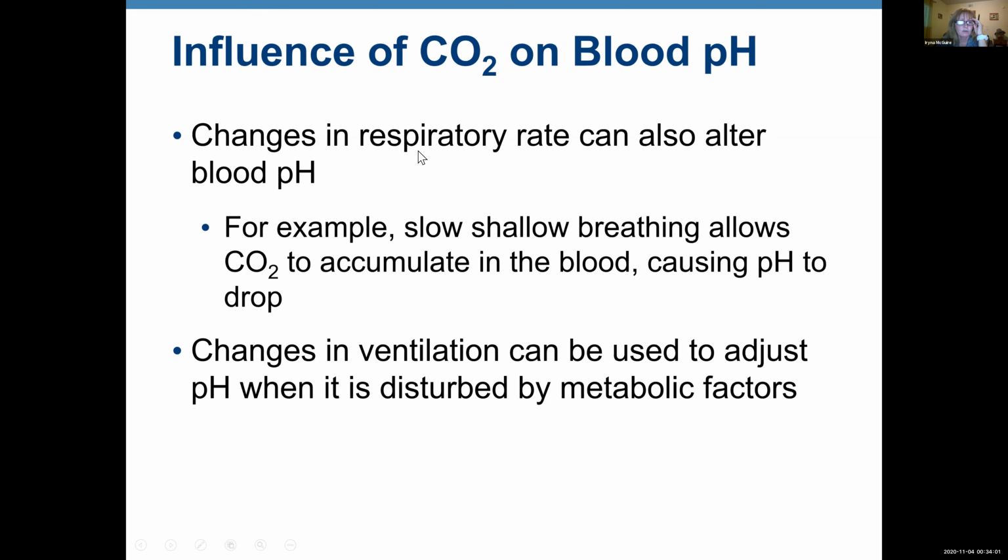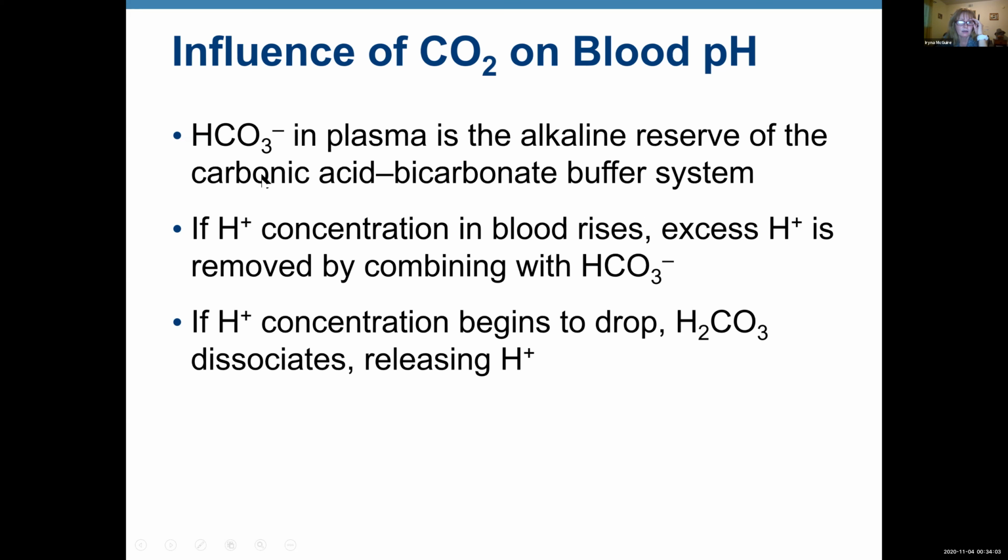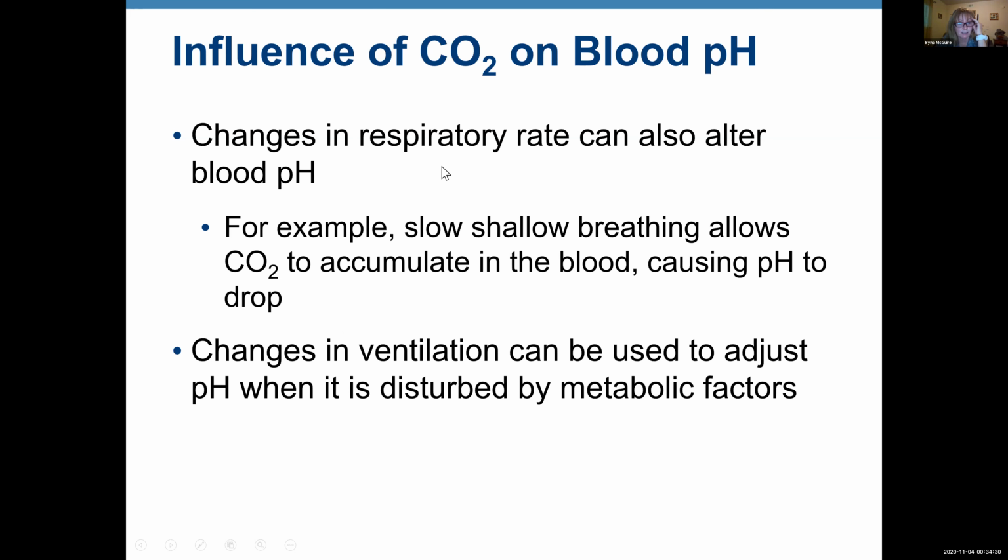Changes in respiratory rate can also affect blood pH. This carbonic acid bicarbonate buffer system keeps your pH constant, because carbon dioxide will make your blood acidic. That's why you have this buffer system. Now, what else can make your blood acidic? Changes in respiratory rate. For example, shallow breathing allows carbon dioxide to accumulate in the blood, causing pH to drop, so the blood becomes acidic.